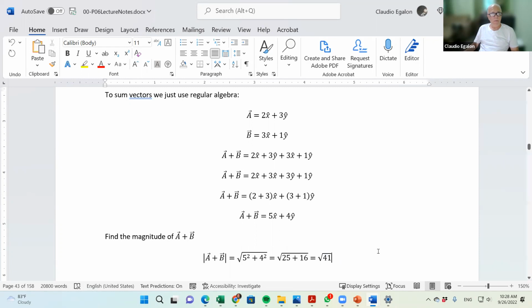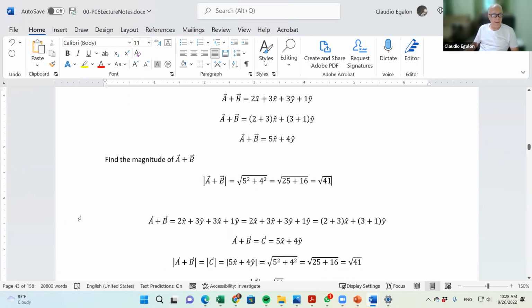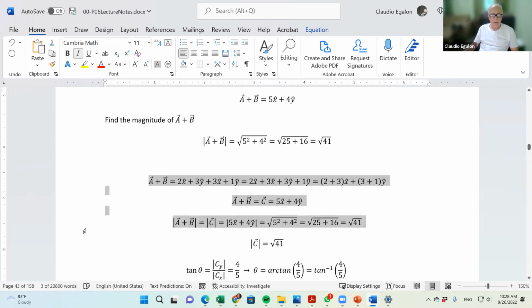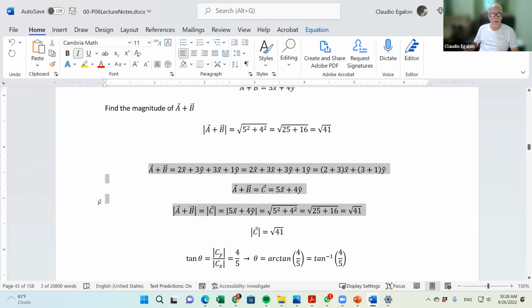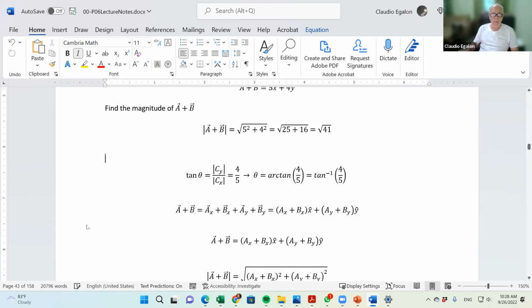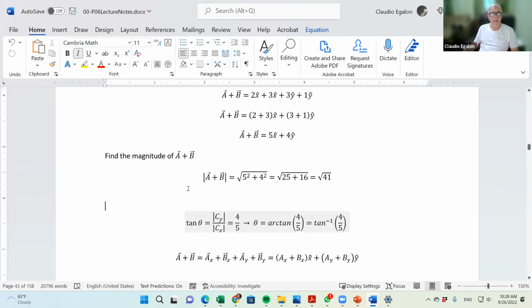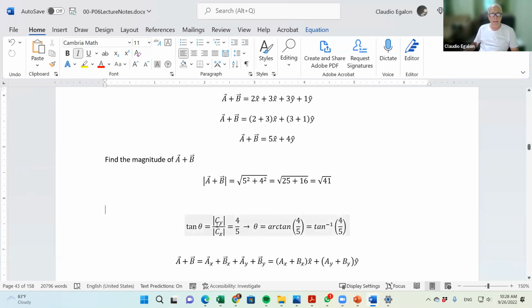Yeah, square root of 41 and so on. Okay, let me erase that. You can subtract as well. Okay, I got the same value. Oh, you can get the angle as well. Here you go, I did the angle here as well. Tangent of theta is cy over cx.